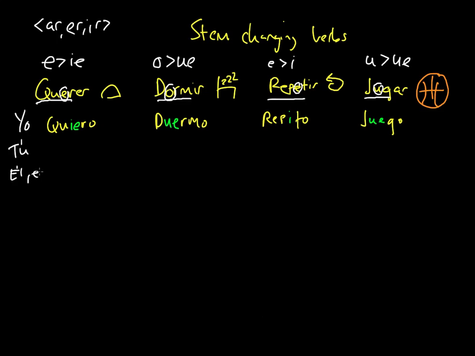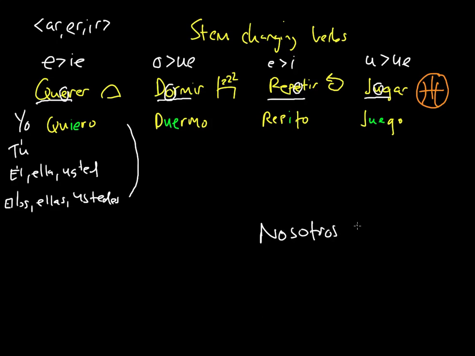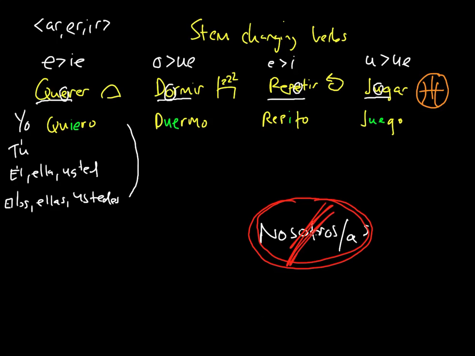the él, ella, and usted form, and the ellos, ellas, and ustedes form. Okay, so we can conjugate these verbs with the stem change in the present tense in these forms. Okay, the only form that we cannot conjugate these verbs with the above stems is in the nosotros or nosotras form. Okay, so when conjugating, do not take into account the stem in the nosotros or nosotras form. Okay, just leave the spelling the way it is.